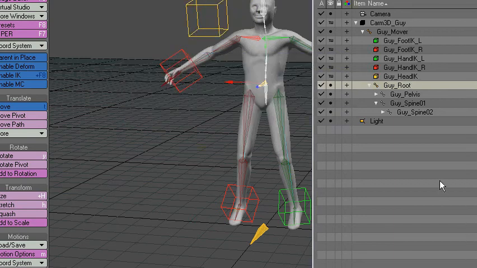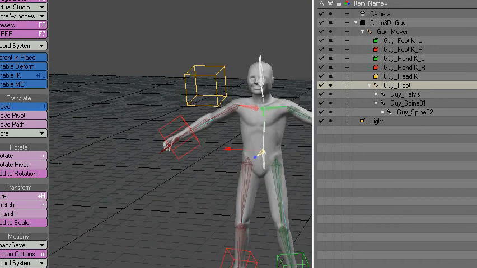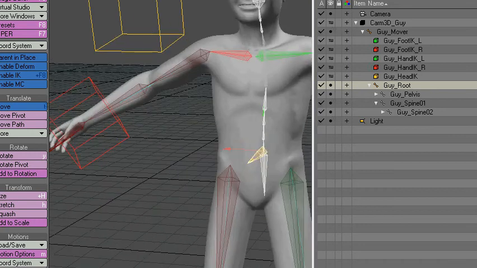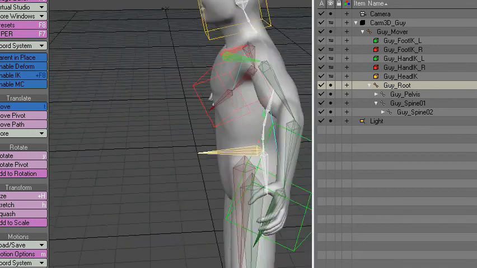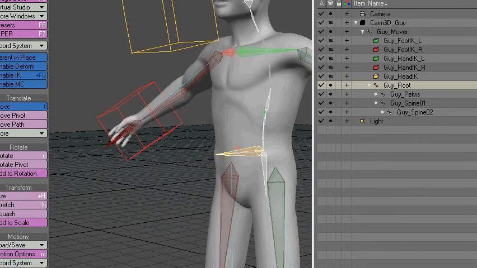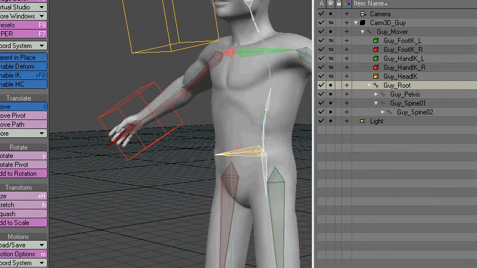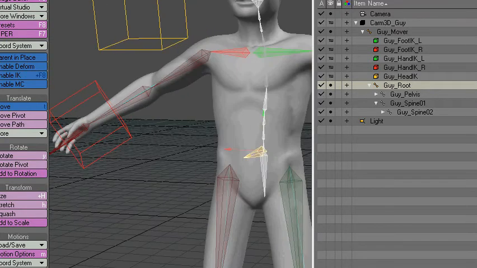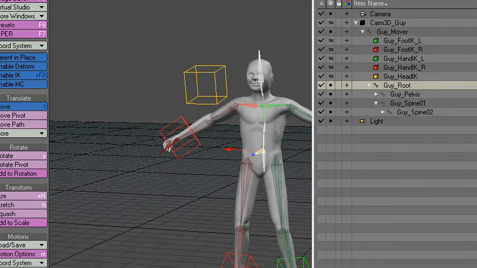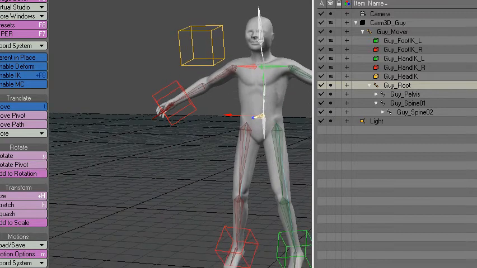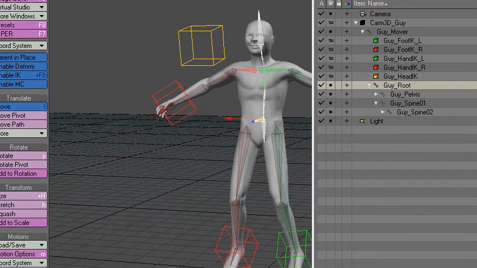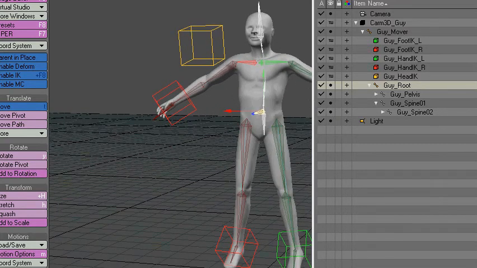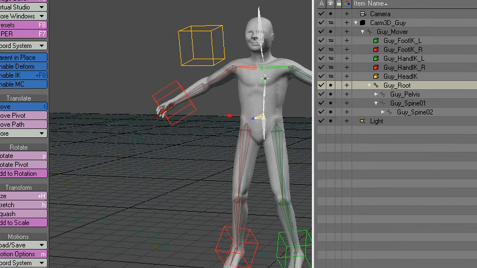And the next one down is the root bone. So the root bone is placed either at or just above where the pelvis is, and it's basically a good center point for the whole model. You can use it for making him move around, for walking, doing somersaults, whatever.